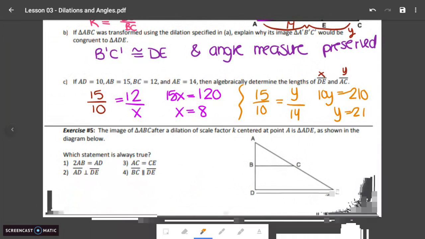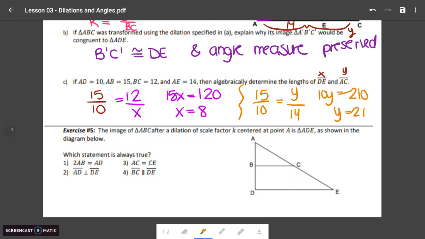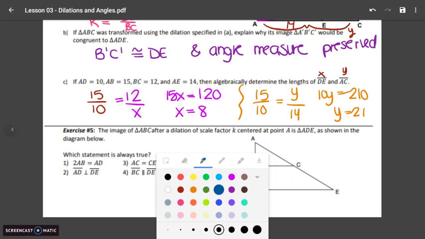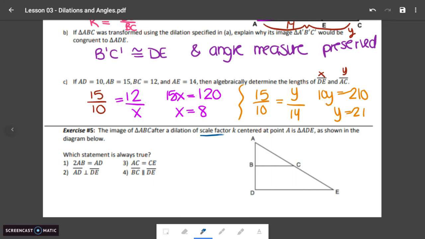Last idea in this question, exercise 5, it's a former Regents question. So when I read through it here, it tells me that the image of a triangle ABC is after a dilation with a scale factor k. That means I don't know what size it is. Even though it looks like it's double, I can't suggest that I know the scale factor, so I automatically cross off 1 and I cross off 3. Because I don't know that that's the midpoint. I can't really say any of that for sure.